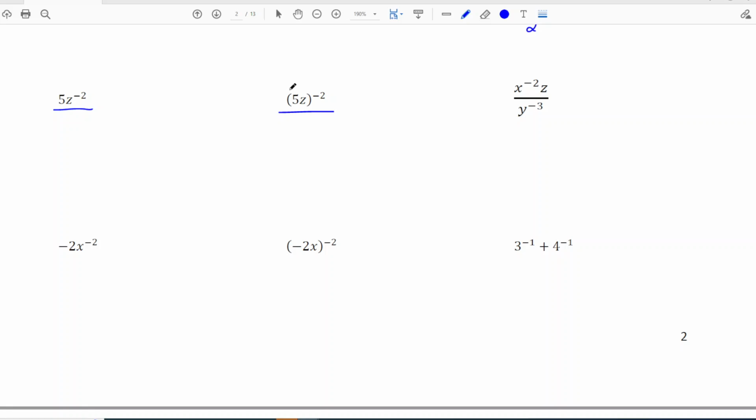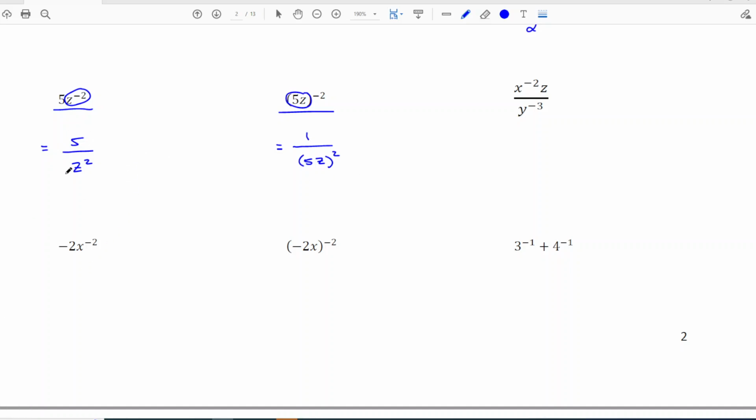Hopefully you're looking at this and thinking that this one has brackets and this one doesn't. What does that mean? Well, for this one, that negative exponent is only on the z, whereas for this one, the negative exponent is on the entire bracket. So if I was to make this negative exponent positive, the 5 would stay where it is. It doesn't have a negative exponent, and just the z squared would come down to the denominator. Whereas something like this one, the negative exponent is on everything, so the whole thing would go to the denominator and get a positive exponent.